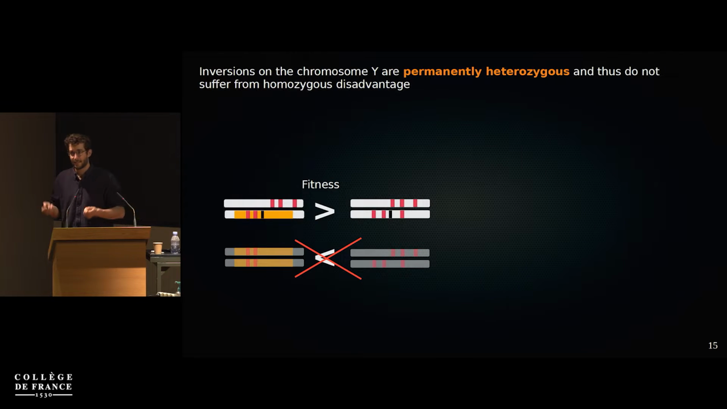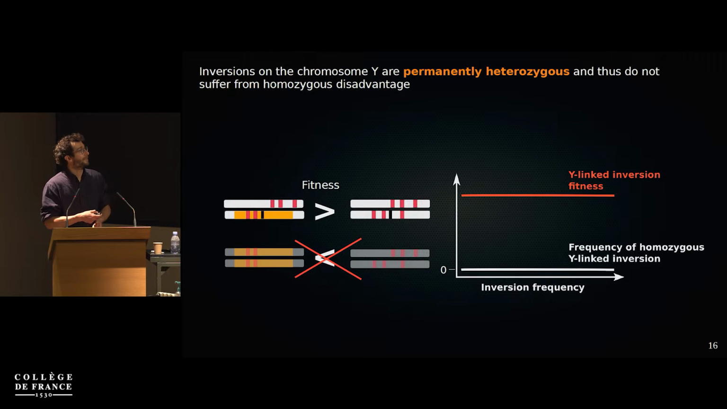Now, imagine exactly the same thing, but for an inversion on the Y chromosome. If this inversion on the Y chromosome captures the male-determining allele, this inversion is permanently heterozygous, as the Y chromosome is also permanently heterozygous. Because of that, this inversion does not suffer from the homozygous disadvantage. So the fitness of the inversion on the Y chromosome is not dependent on the inversion frequency, and so there is no negative frequency-dependent selection acting on these inversions.